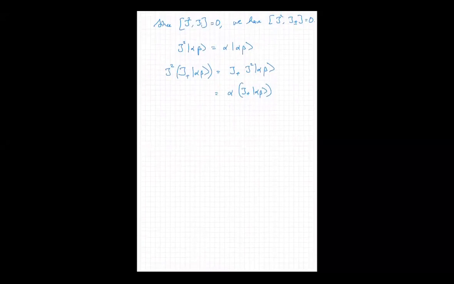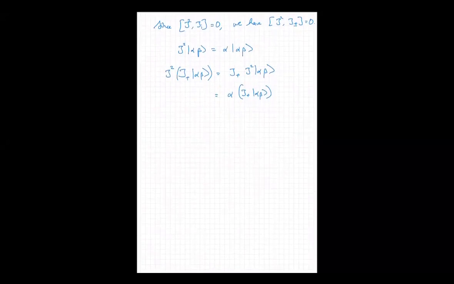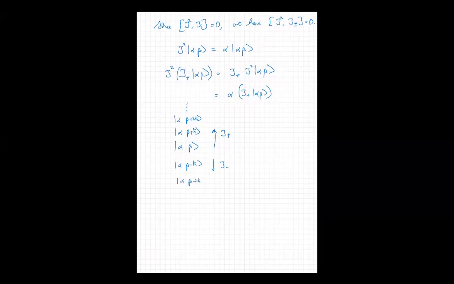So what you have basically is a series of states. You have some |α β⟩, and then you can keep applying the J plus operator, and you keep increasing the β values by 1 unit of ħ, and so on and so forth. And then you keep decreasing the β value by 1 unit of ħ by applying the J minus operator, and so on and so forth.